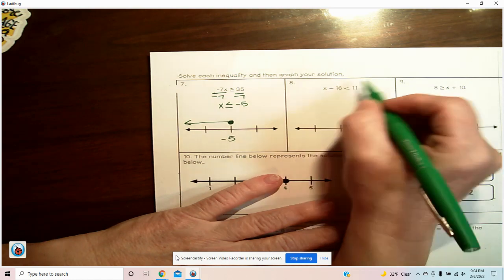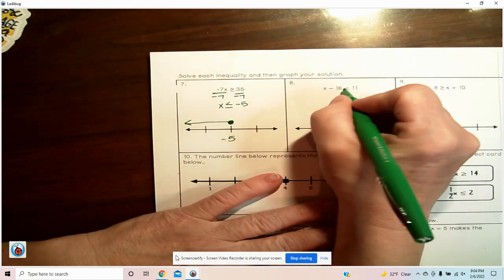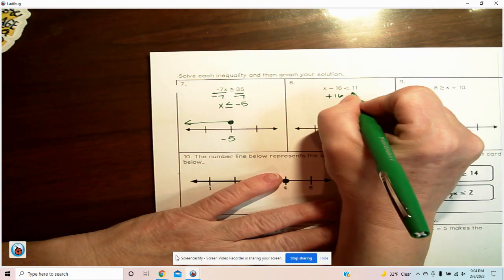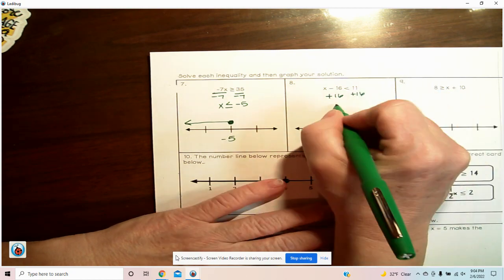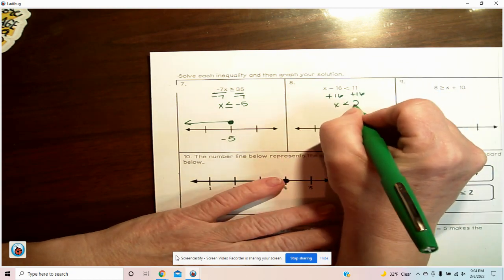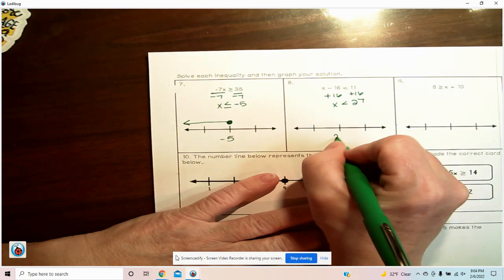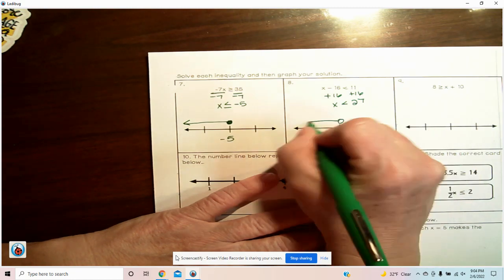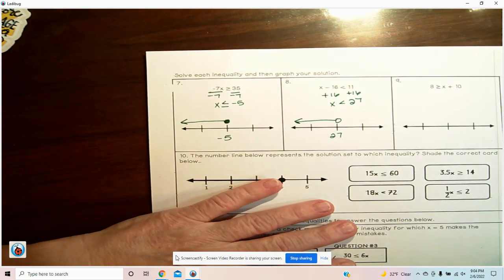x plus 16 is less than 11. Subtract 16, so we're going to add 16. We've got x is less than 27. So we've got 27, an open circle, shaded to the left.